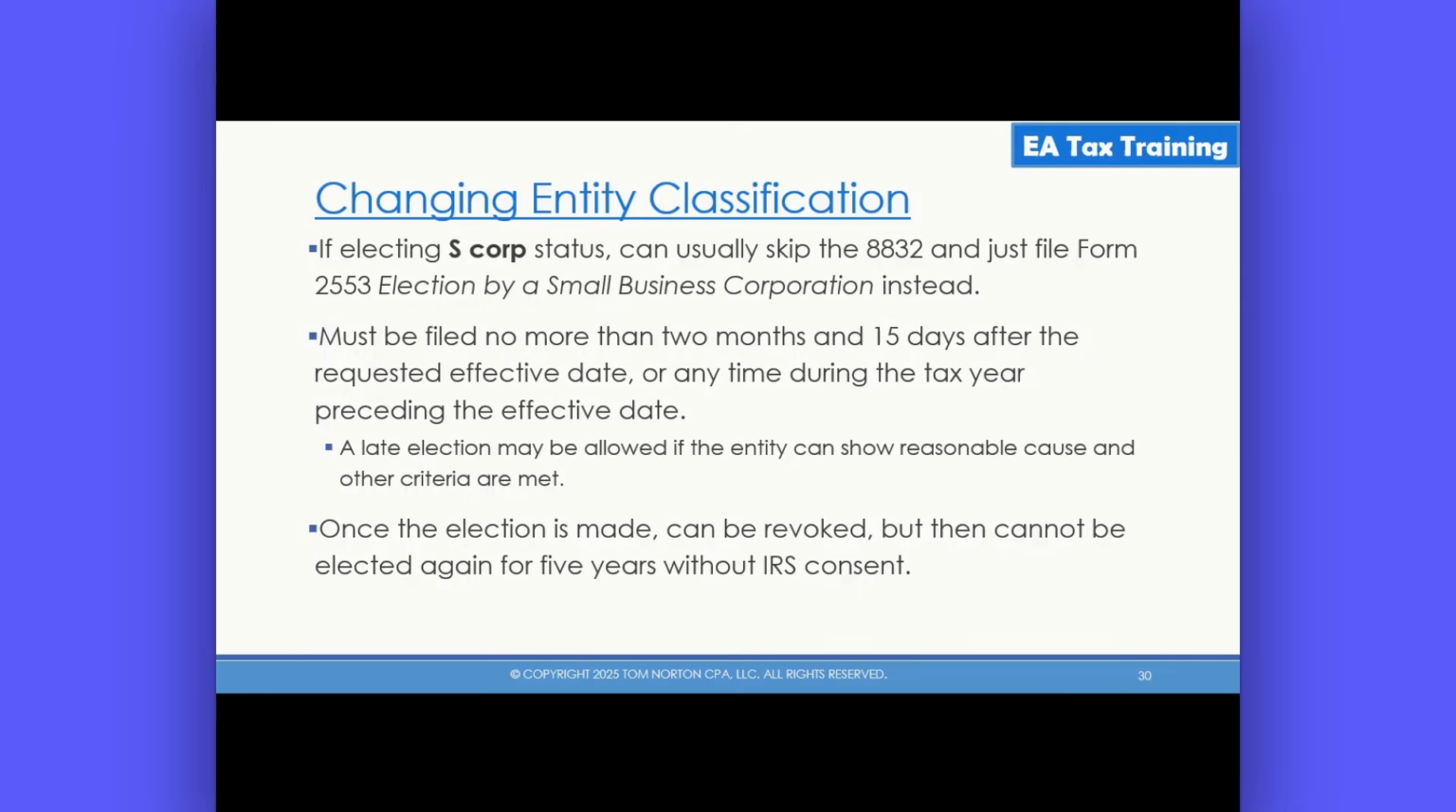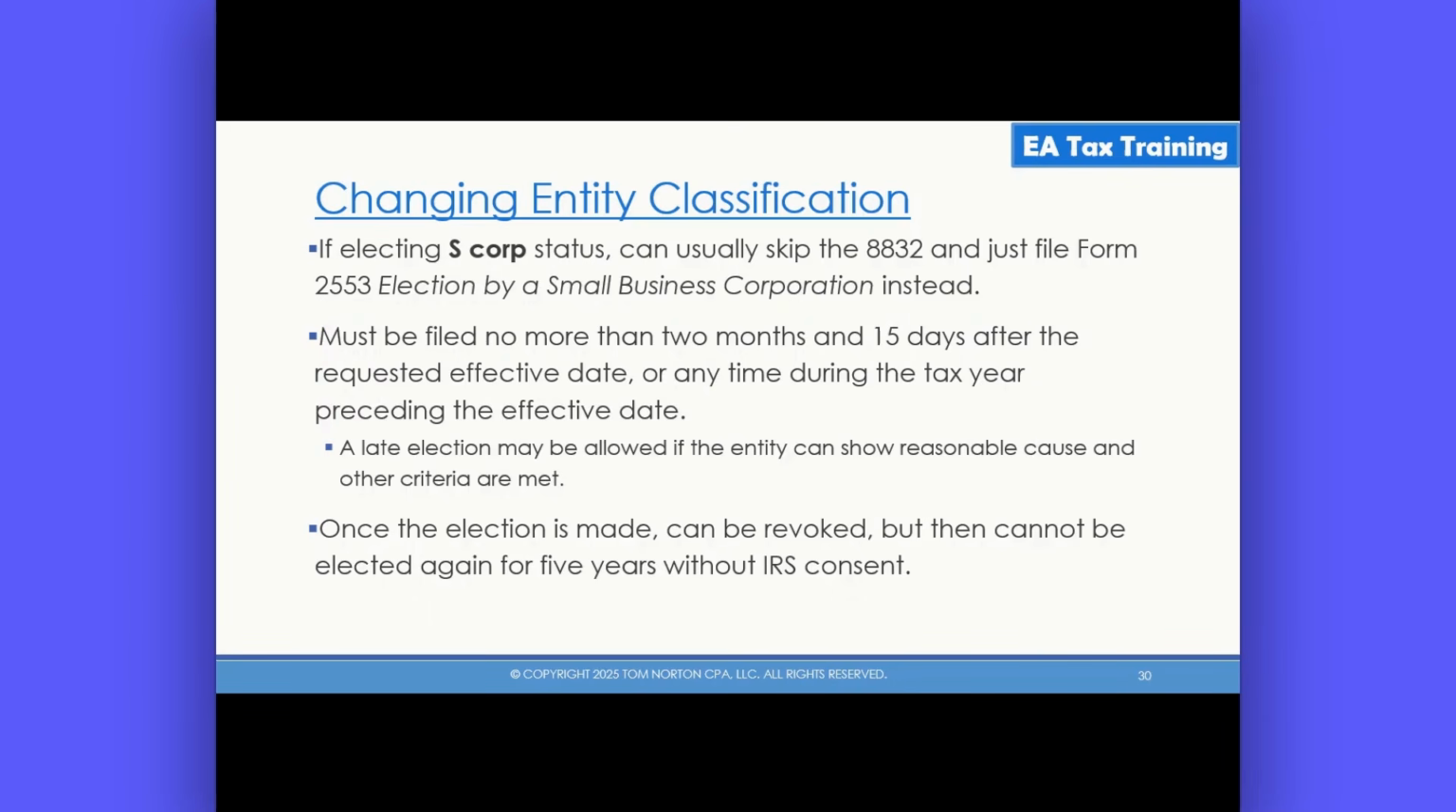Technically, what a non-corporation should do is first file an 8832 to be taxed as a corporation, and then file a 2553 to be taxed as an S Corp. However, the IRS is actually being reasonable here, and they're saying, we're going to let you just skip that first step. You don't have to worry about filing the 8832. If you are, for instance, an LLC, you want to be taxed as an S corporation, you just file this Form 2553 in order to make that election.